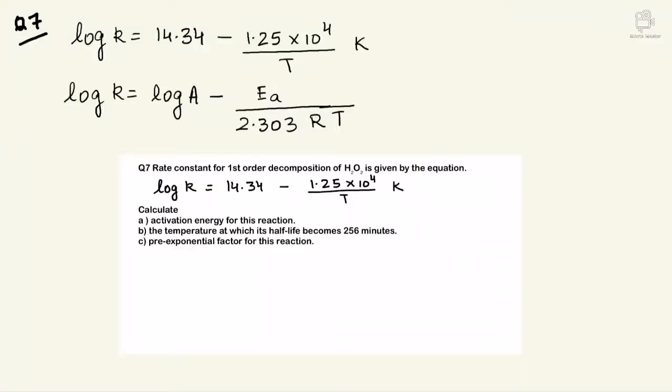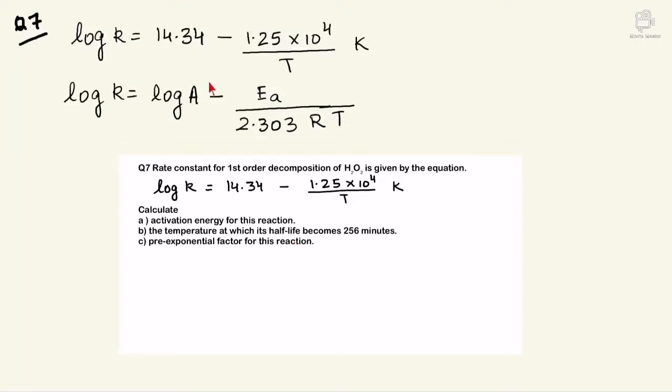Question number 7. Actually, I was quite confident that you would be able to do it. Probably some of you may have struggled in the B part, but A and C were pretty easy. So let's see how to do it. Over here, the rate constant is given by the expression. So I simply am going to equate it to the logarithmic form of the Arrhenius equation. So log K is equal to log A minus EA upon 2.303 RT, and that is in Kelvin. So you have to find out the pre-exponential factor for this reaction.